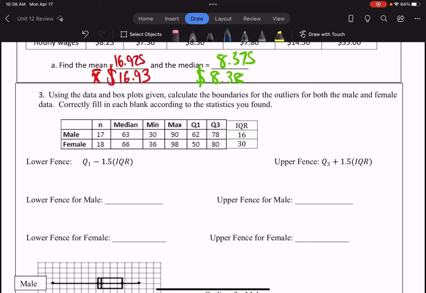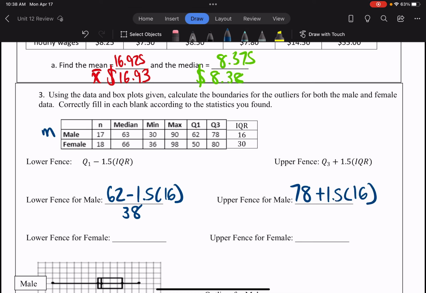So if I'm looking at my male data here, I know I'm going to find my Q1, which is 62, and I'm going to subtract 1.5 times the IQR, which is 16. So put that in the calculator just like that, 62 minus 1.5, open parentheses, 16, close parentheses. So my lower fence for my male data is 38. Then my upper fence, I'm going to use my Q3 value, which is 78, and I'm going to add to that 1.5 times 16, which is my IQR, so 78 plus 1.5, open parentheses, 16, close parentheses. That gives me an upper fence at 102.